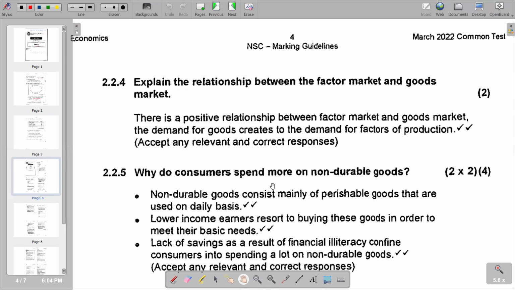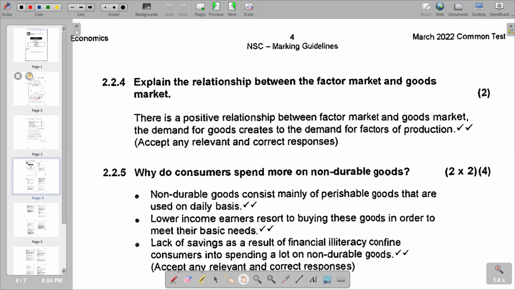Since they are perishable, they buy them, then they use them for a short period of time. Then after a short period of time again, they go and spend again on those and buy them again. So basically, that's the first point that we have. Then second point, lower income earners resort to buying these goods in order to meet their basic needs. And then lastly, lack of savings as a result of financial illiteracy confine consumers into spending a lot on non-durable goods. So basically, those are the points that we are given according to our response.